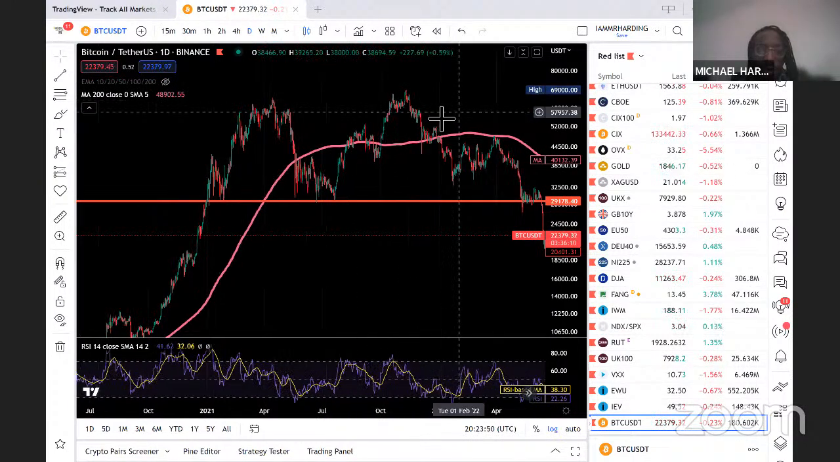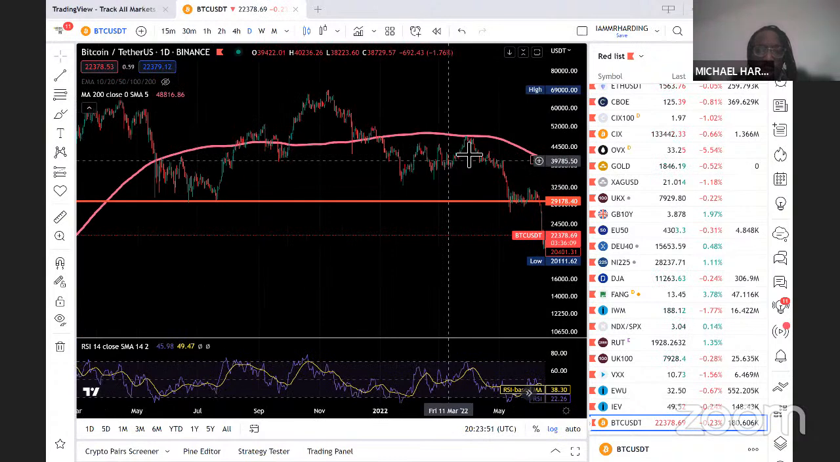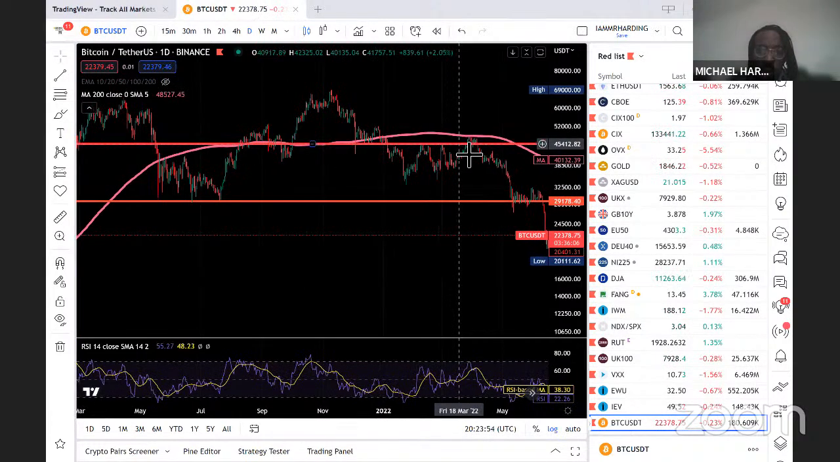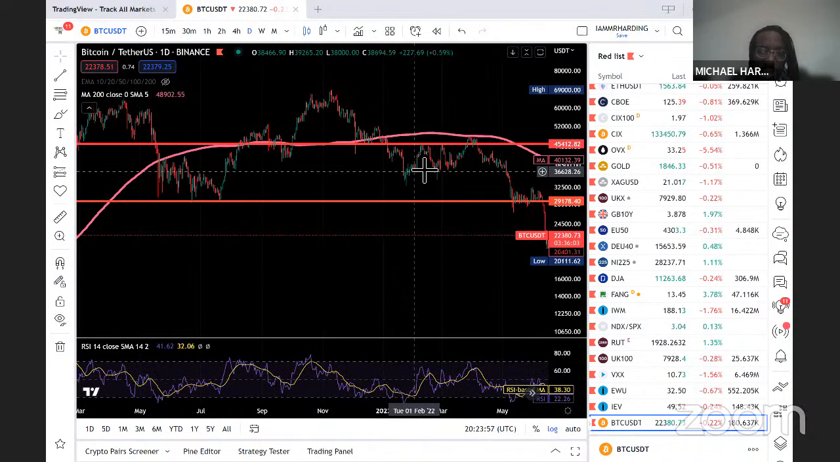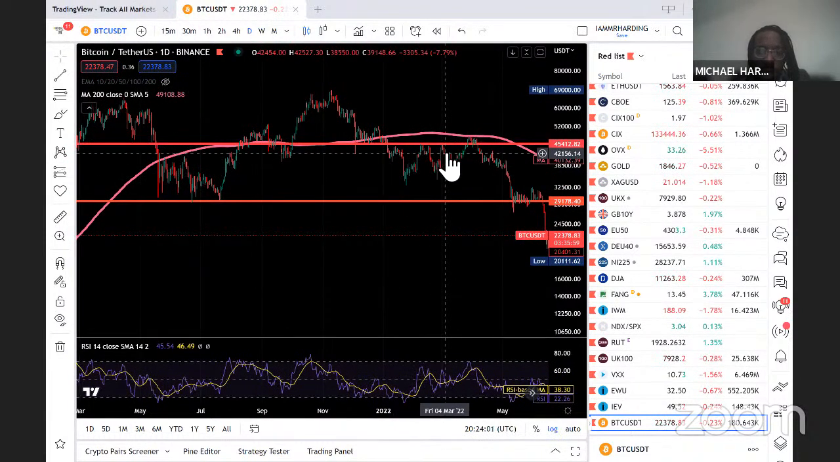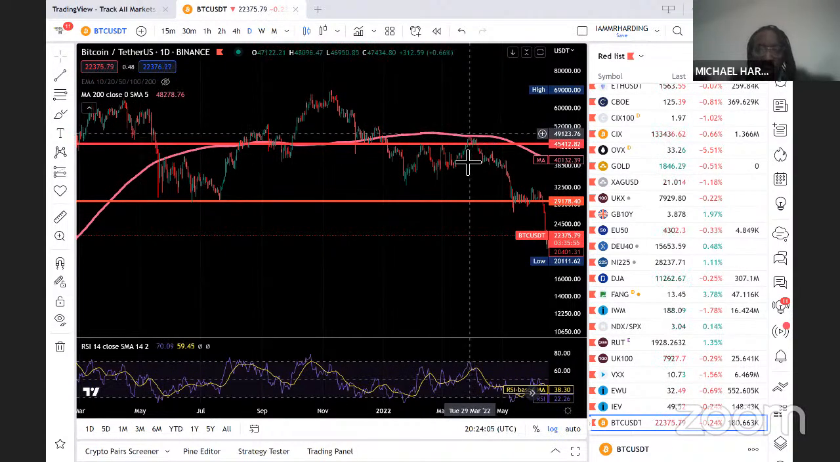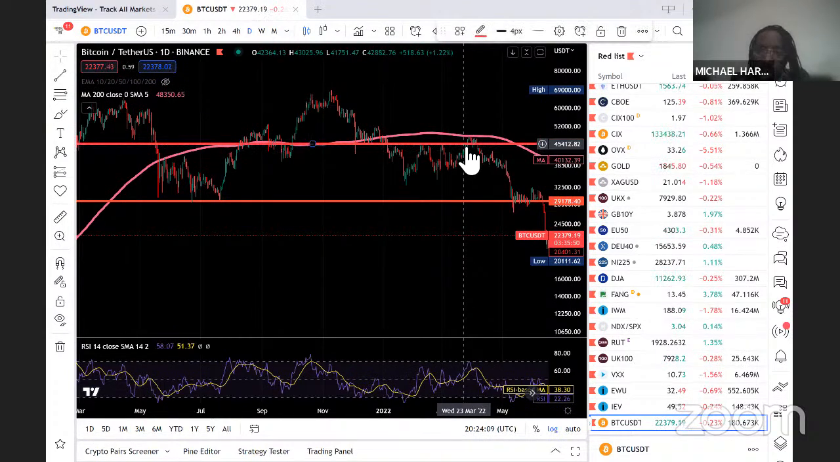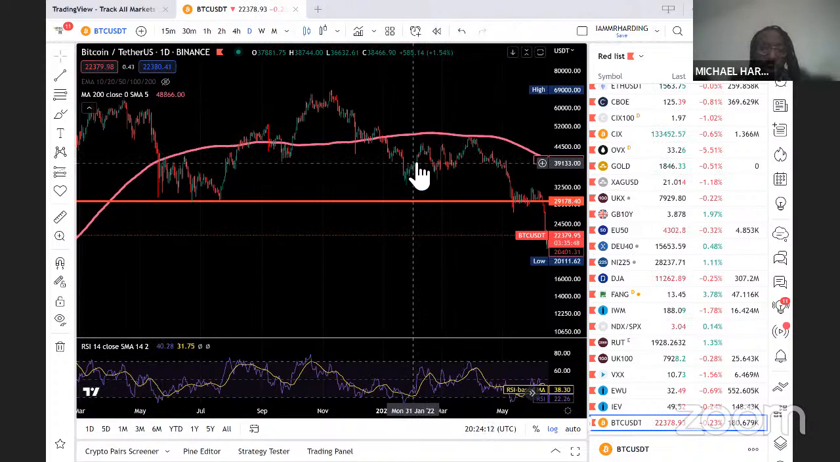Let me find a good one. There we go, that's a good one here. Do you see how it's acted as a ceiling? The price came up, came down, came up, hit the ceiling, came down, and then it broke through that resistance, and that's what we would call a breakout. So is everybody familiar with supports and resistances?